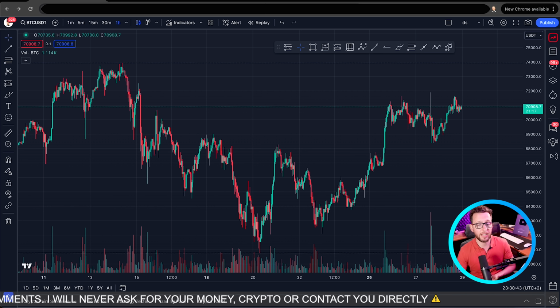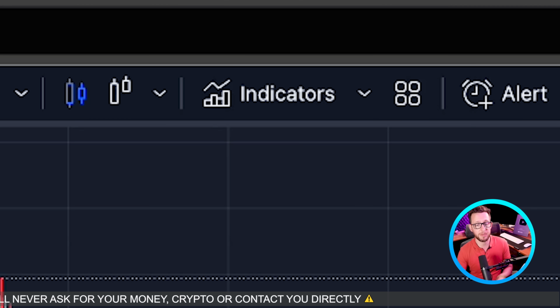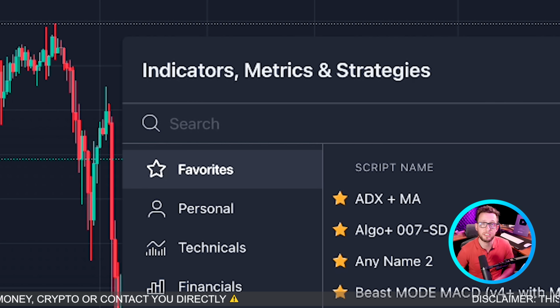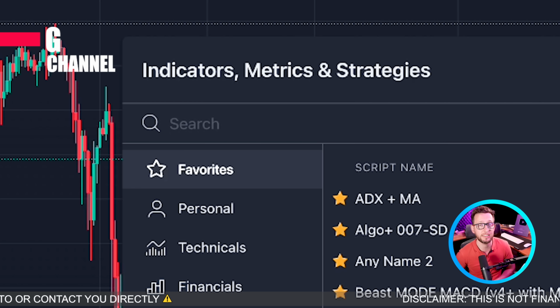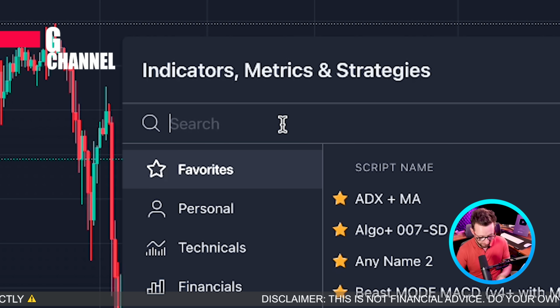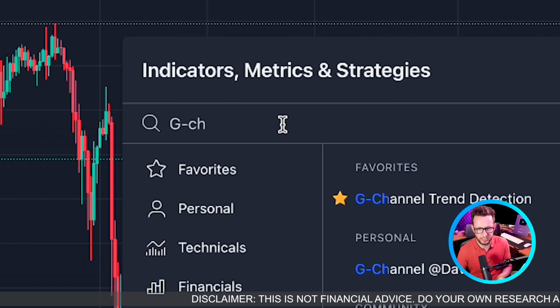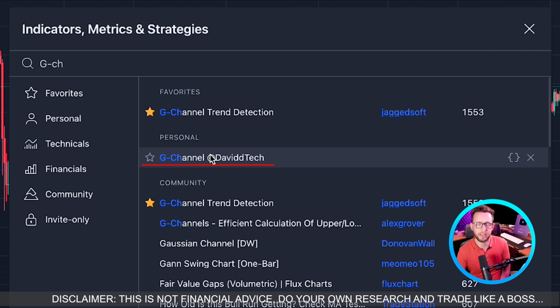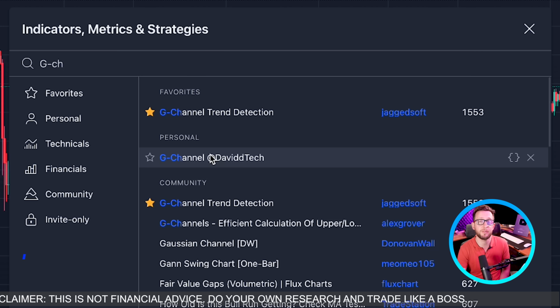We're going to start by adding the G channel, which has been a great indicator for one of our previous trading strategies called the G Doda indicator. This indicator allows us to look for our trend direction. So first of all, we're going to add our G channel. It's called the G channel by David Tech. It's this one here.